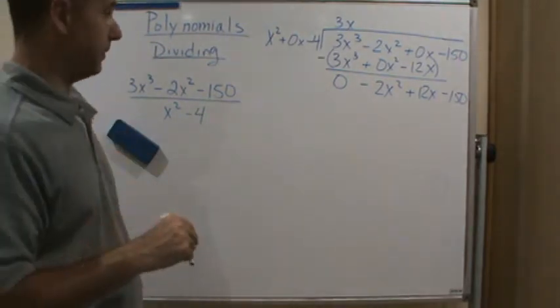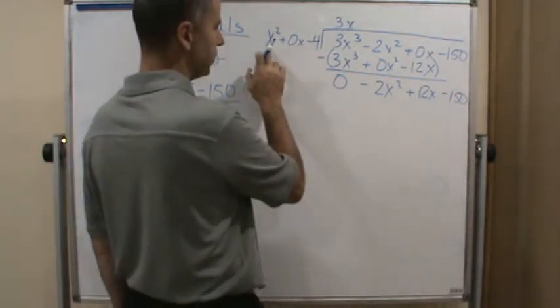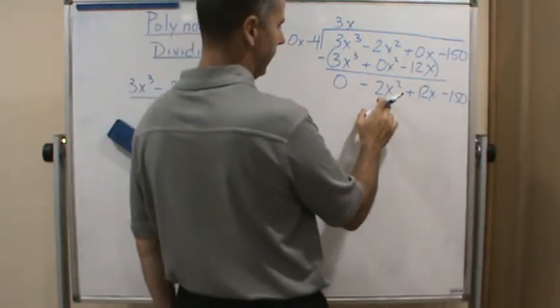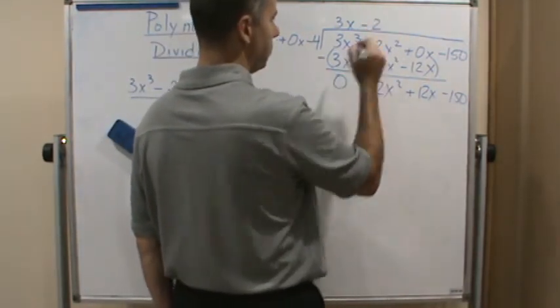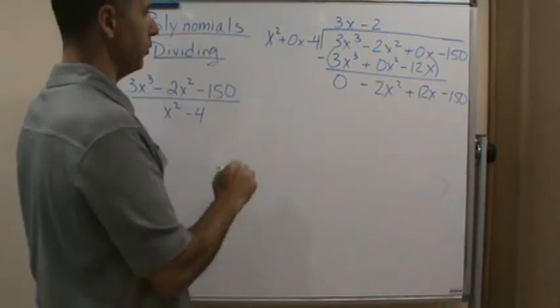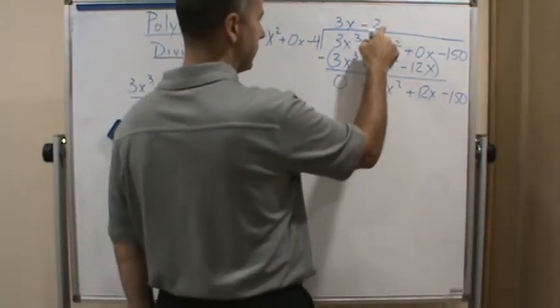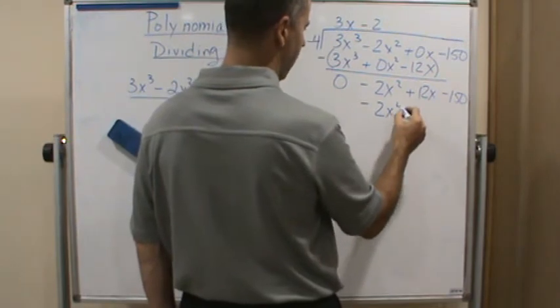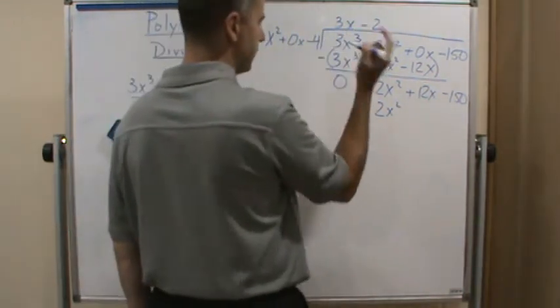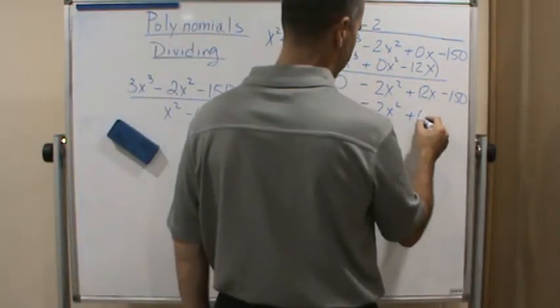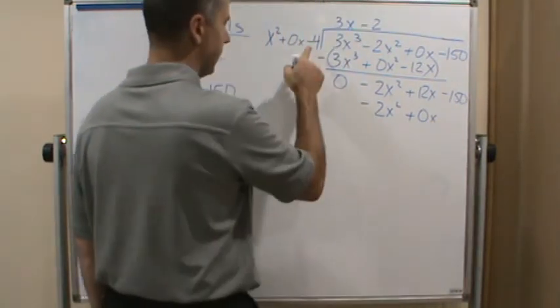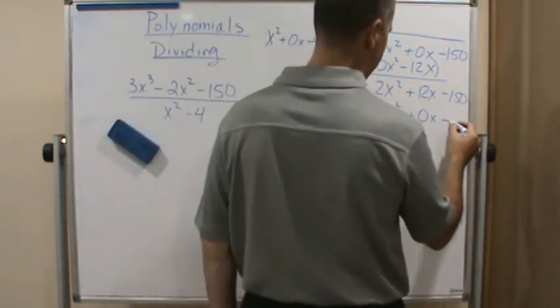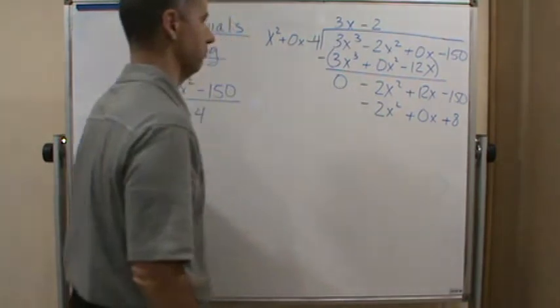Okay, now I'm going to do the same thing. What do I need to multiply x squared by to get this one? It's going to be negative 2, so minus 2. So now I'm going to do it again. So x squared times negative 2 gives me this, which is exactly what I want. And then 0 times this is just going to be 0x. And then negative 4 times negative 2 gives me a positive 8.